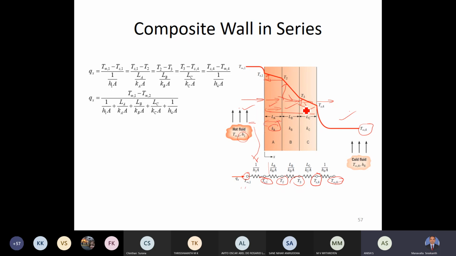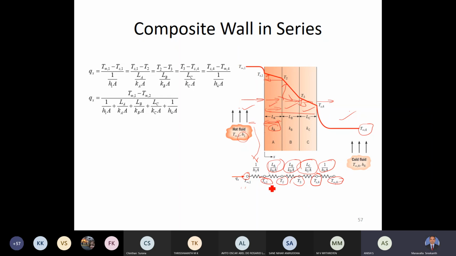In this particular example, the surface area for convection on the inside and outside, and also the surface area for conduction in these surfaces, is all the same, fortunately, because this is a slab. So A is the surface area. Conduction resistance for this slab is LA by kAA. Similarly, for the second slab it is LB by kBA. The third one is LC divided by kCA. And finally, the last convection resistance is 1 by h4A.